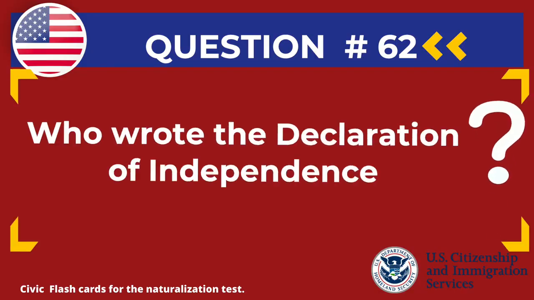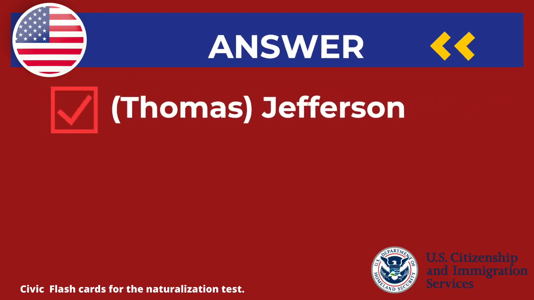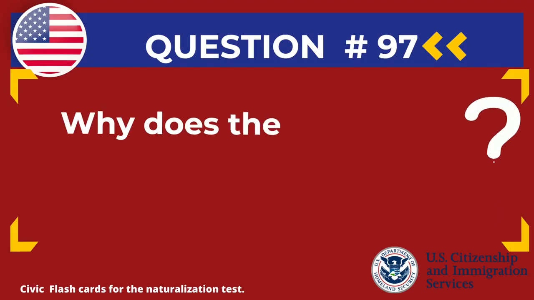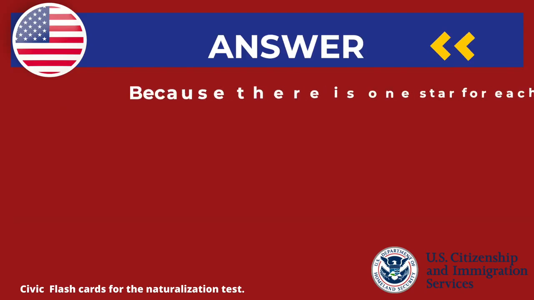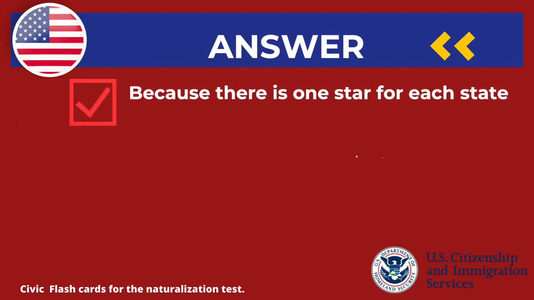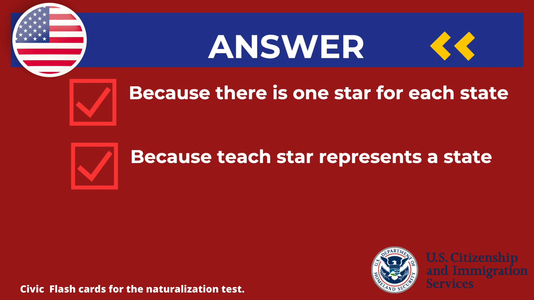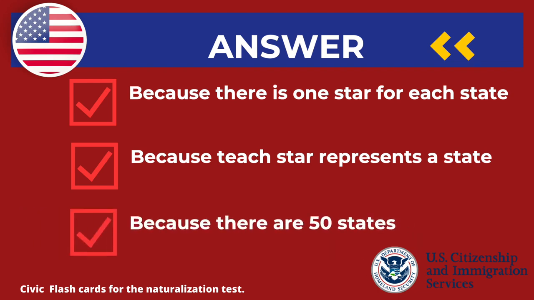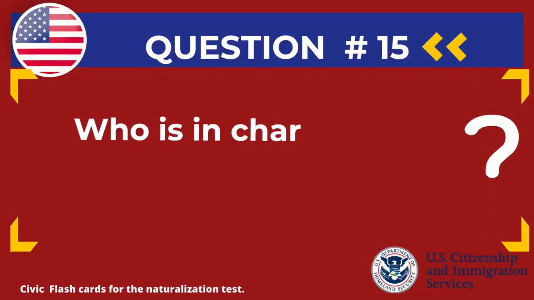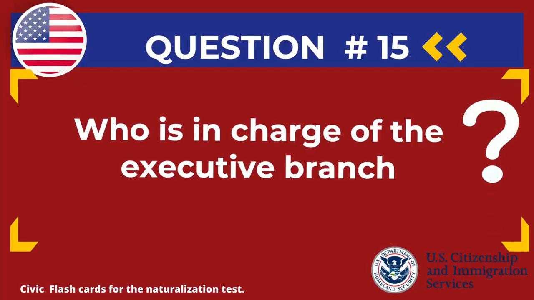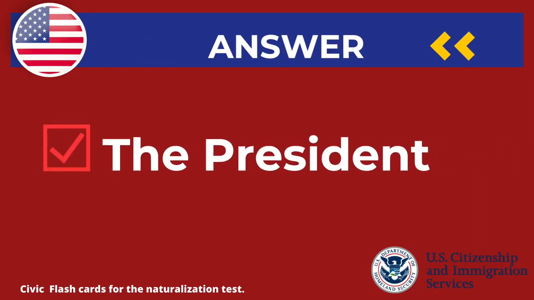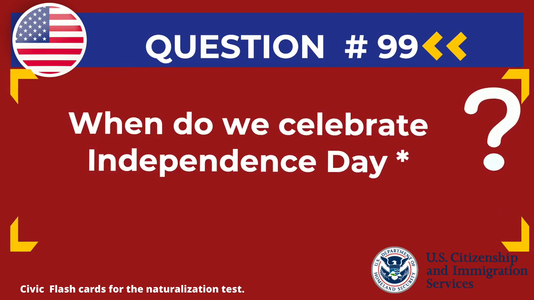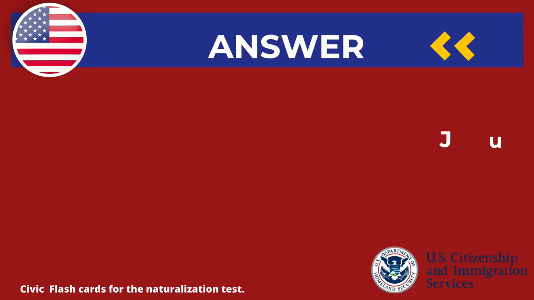Who wrote the Declaration of Independence? Thomas Jefferson. Why does the flag have 50 stars? Because there is one star for each state. Because each star represents a state. Because there are 50 states. Who is in charge of the executive branch? The President. When do we celebrate Independence Day? July 4th.